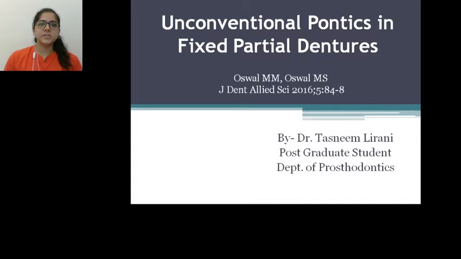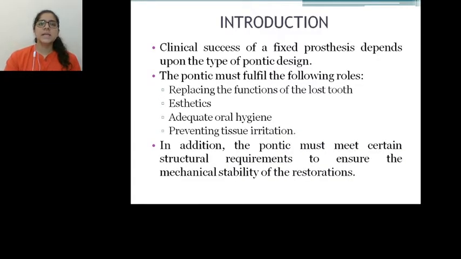Good morning, respected teachers. The topic for today's JC presentation is unconventional pontics in fixed partial dentures. Introduction. Clinical success of a fixed prosthesis depends upon the type of pontic design. The pontic must fulfill the following roles: replacing the functions of the lost tooth, aesthetics, adequate oral hygiene, and preventing tissue irritation. In addition, the pontic must meet certain structural requirements to ensure the mechanical stability of the restoration.